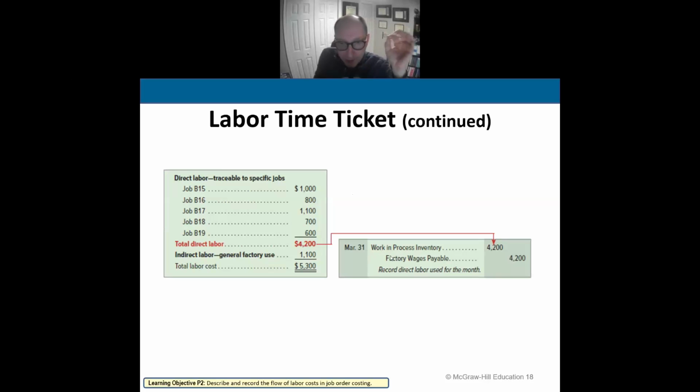And of course, I need to allocate that labor to the total cost of work in process. Because remember, work in process is the direct materials used plus direct labor. So the direct labor, how do I track that to work in process? I debit work in process inventory to increase the value of work in process inventory, and I credit wages payable, in this case, getting paid again.